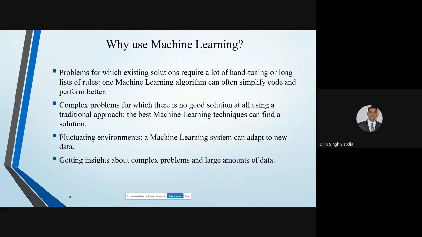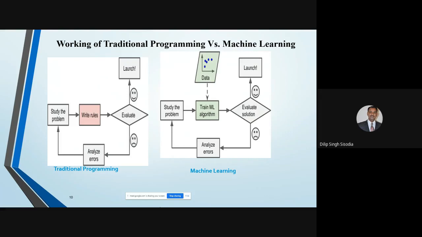So this is how the traditional programming model works and how the machine learning model works. I will not go into detail on this.